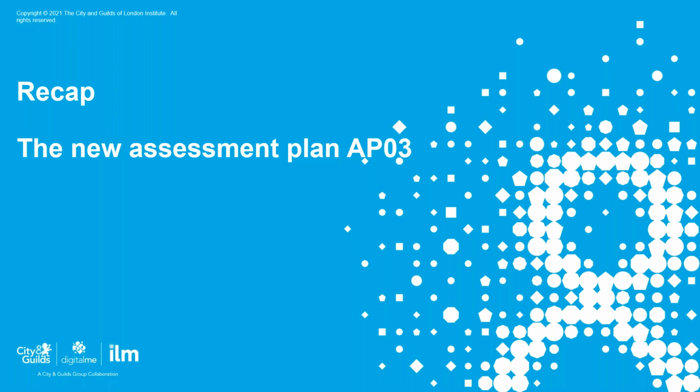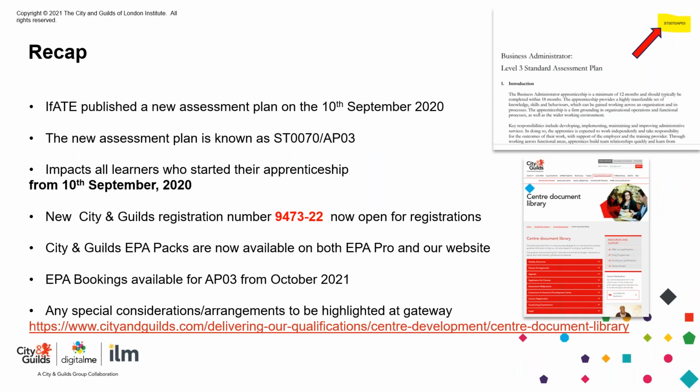Okay, so without further ado, just going to do a quick recap on the new assessment plan 03. As we know, back on the 10th of September 2020, IfATE released AP03. You can tell which assessment plan you're working off by looking at the top right hand corner. It only impacts those learners who started from the 10th of September. So with an ILR start date of 10th of September 2020, that learner should be on AP03. Any other learners, it's business as usual, they should be on version 1.